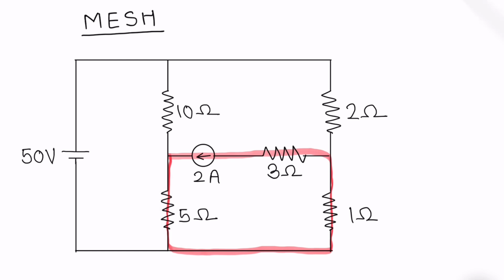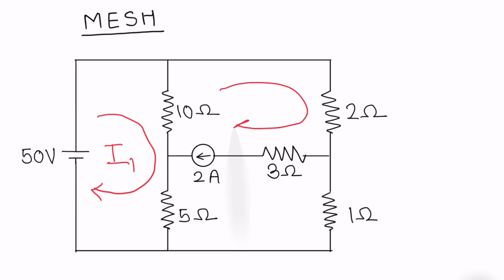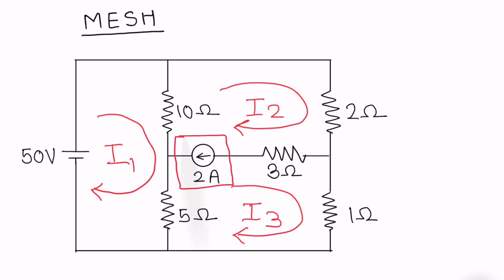I will name these currents now. First, clockwise current I1. Second, clockwise current I2. Third, clockwise current I3. Now, the presence of this 2 ampere current source indicates that this problem belongs to type 2 problem. In type 2 problem, you have to represent the value of current source in terms of the unknown currents. That is the first rule.